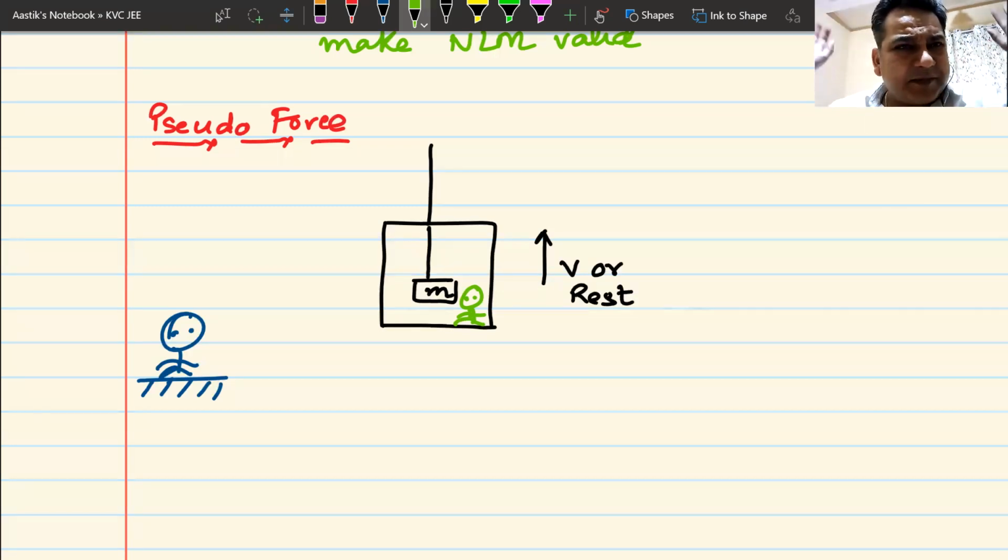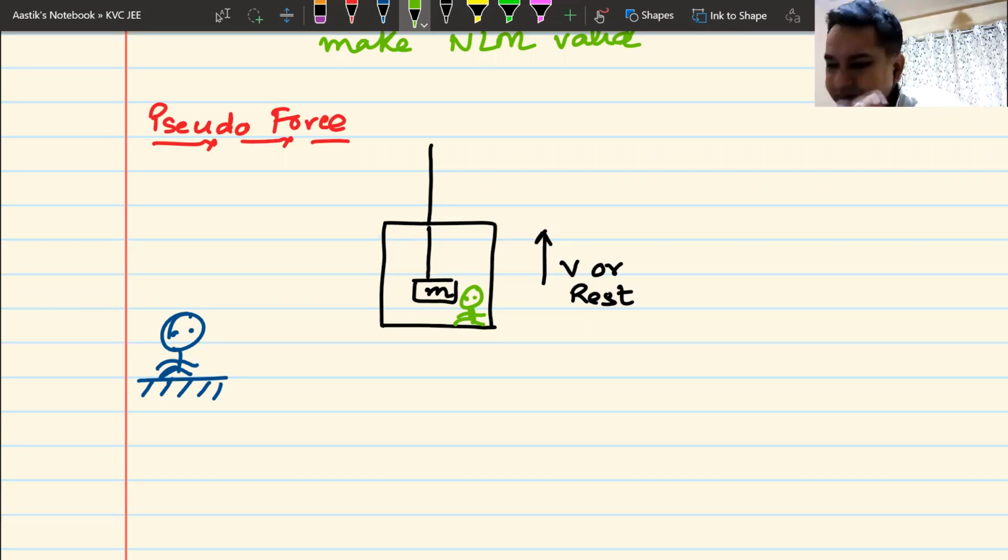So he doesn't know what is happening outside. He just sees, okay, a block hanging from the ceiling. Everything is blank. He does not see what is happening outside. I told you, if you are sitting in a train or a bus and you are blank from everywhere, you don't see anything, no trees, no road, you will not be able to make out whether you are moving or not. He does not see anything.